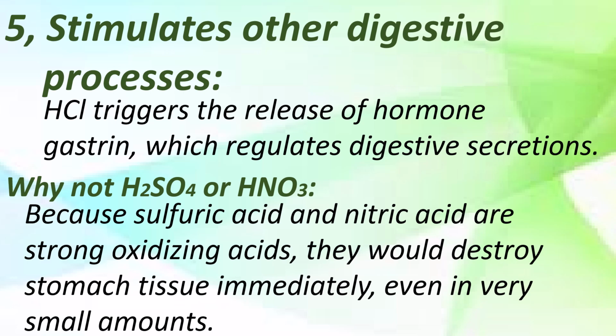Why we not have sulfuric acid or nitric acid in the stomach? Because sulfuric acid and nitric acid are strong oxidizing acids, they would destroy stomach tissue immediately, even in very small amounts. They would destroy lining of the stomach, even they are present in very small amounts. That's why our stomach does not contain sulfuric acid or nitric acid, which are very strong acids.